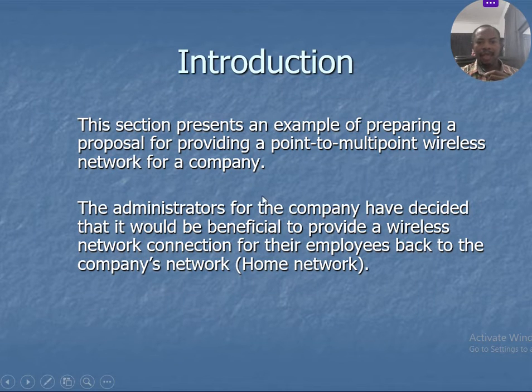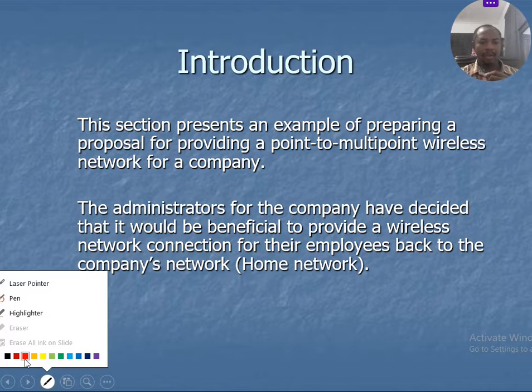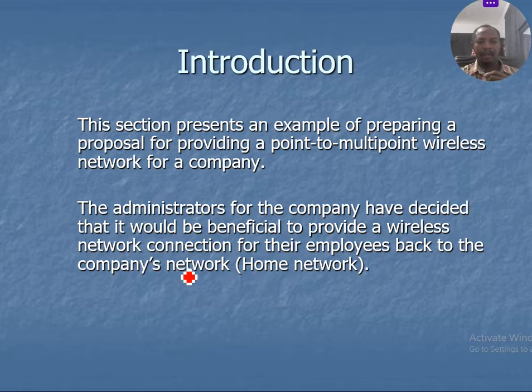Okay, the administrator of this company has decided that it will be beneficial to provide a wireless network connection for their employees back to the company's network. So they are using their company's network to provide the network for their employees. So this is the introductory part. Remember that this part is just like a proposal that's been written on how we can provide a point-to-multipoint network for our area.